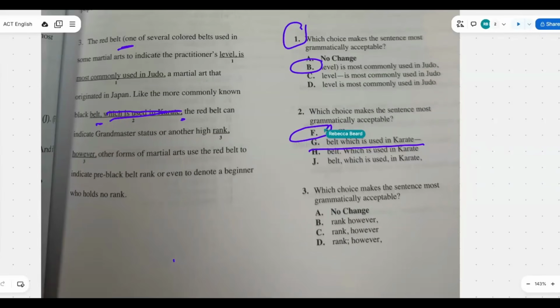One thing to look at, you're like, well, why is it not J? And the way you would read J is if you put this many commas in there, you've got to think about taking a breath. You're like, belt, which is used in karate. Like, that's excessive. So you really just don't want to do that.